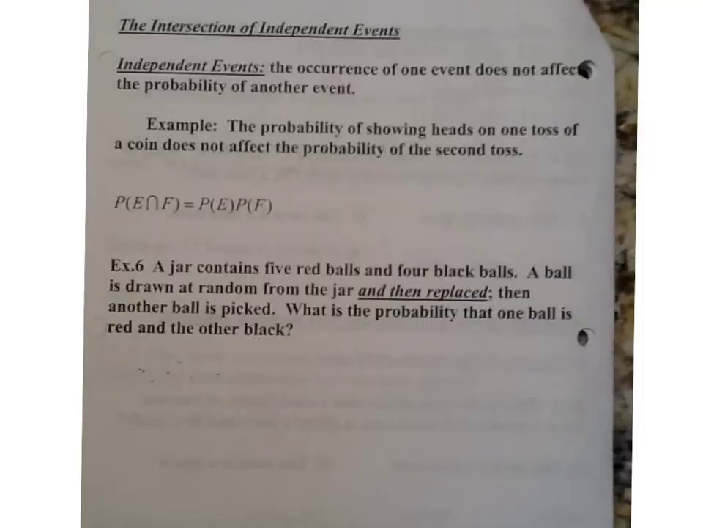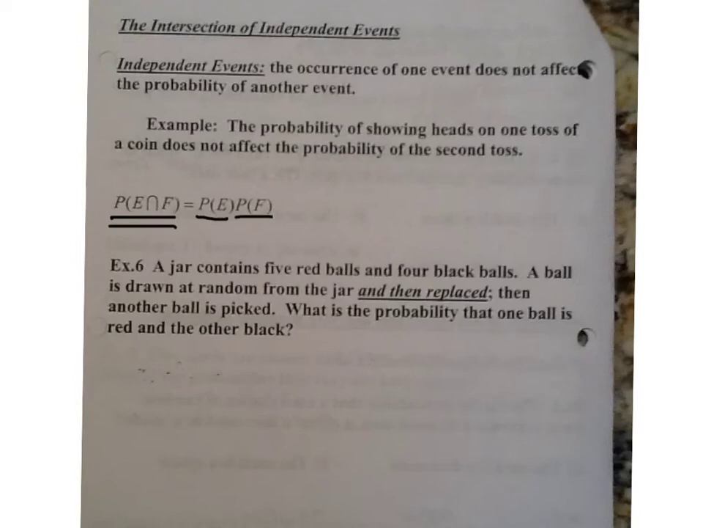So another case we're going to talk about is the intersection of independent events. An independent event is something where one event does not affect the probability of another. My example here is that the probability of showing heads on one toss of a coin doesn't really affect the probability of the second toss. Now you could kind of argue that point, but in reality it doesn't really affect it. So if we want to look at the intersection of events, an AND statement in other words, we want to look at the probability of E times the probability of F.